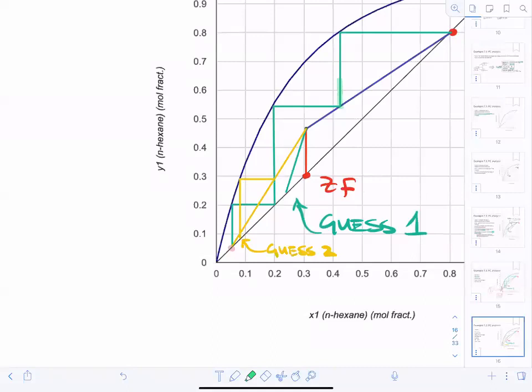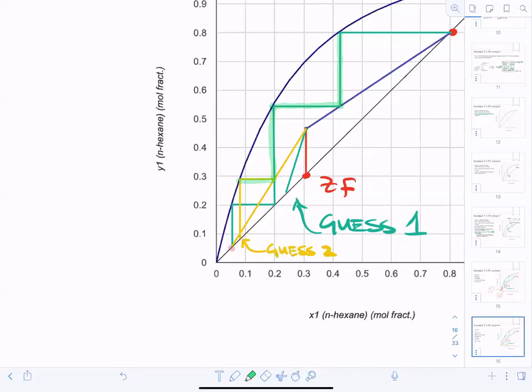drawing my stages, I step down stage one, step down stage two, and now my color is changing to yellow. So I drew this twice because I wanted you all to see what this would typically look like on an exam if you just had one VLE curve. And now this is my new guess two.